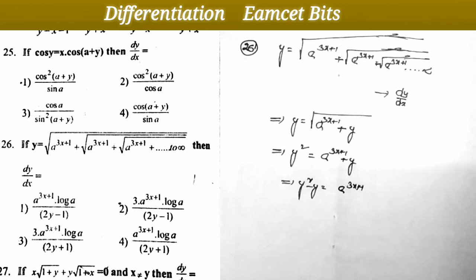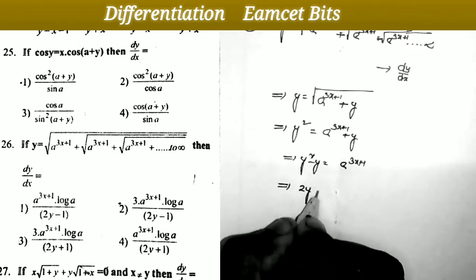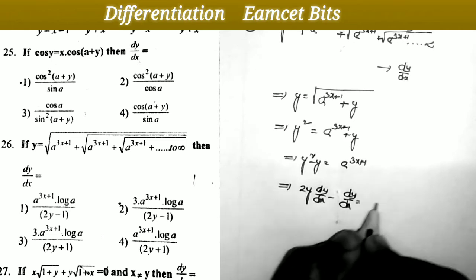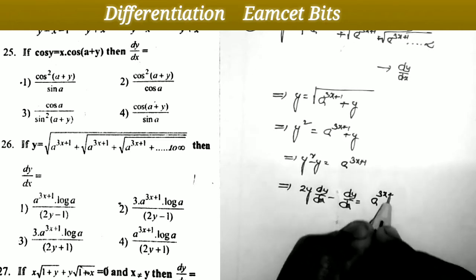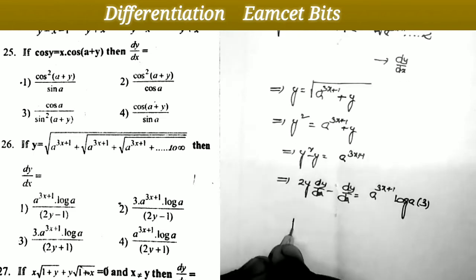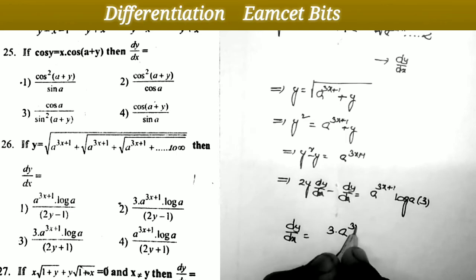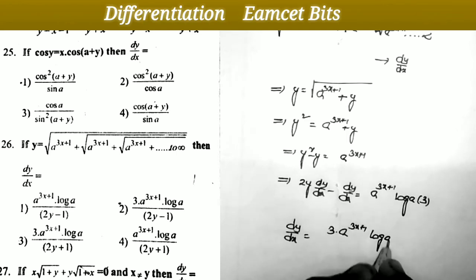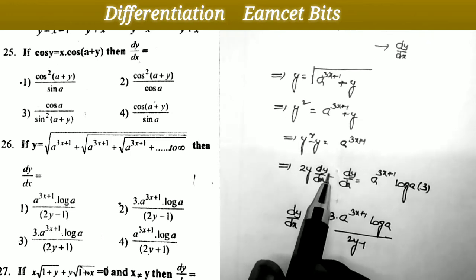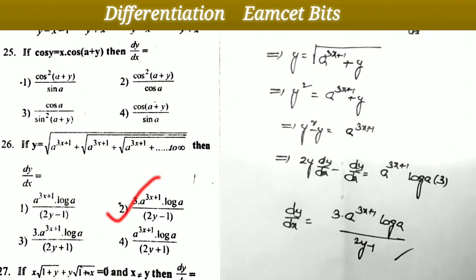Now what is the given question? Find the derivative dy by dx. Now doing the derivative, 2y into dy by dx minus dy by dx is equal to a power 3x plus 1 derivative: a power 3x plus 1 into log a, again 3x plus 1 derivative 3. That is, the value of dy by dx is equal to 3 into a power 3x plus 1 into log a by 2y minus 1, taking dy by dx common here, then we get 2y minus 1, writing that value to this end. So this is the required answer and this is the second option.